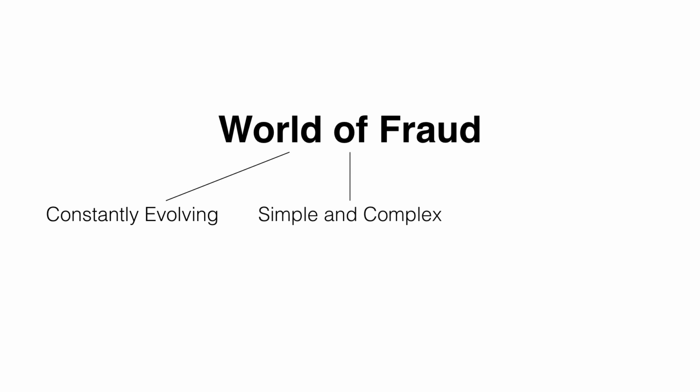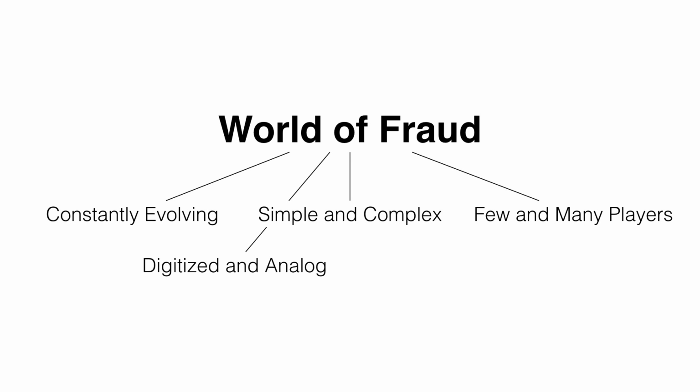The challenge with fraud, especially from a data perspective, is that it can be so many things at the same time. First, it's constantly evolving. It can appear both simple and complex at the same time. Sometimes a scheme involves few or many players. It appears in both digitized and analog forms. And there's always that sensation that fraud is kind of one step ahead.